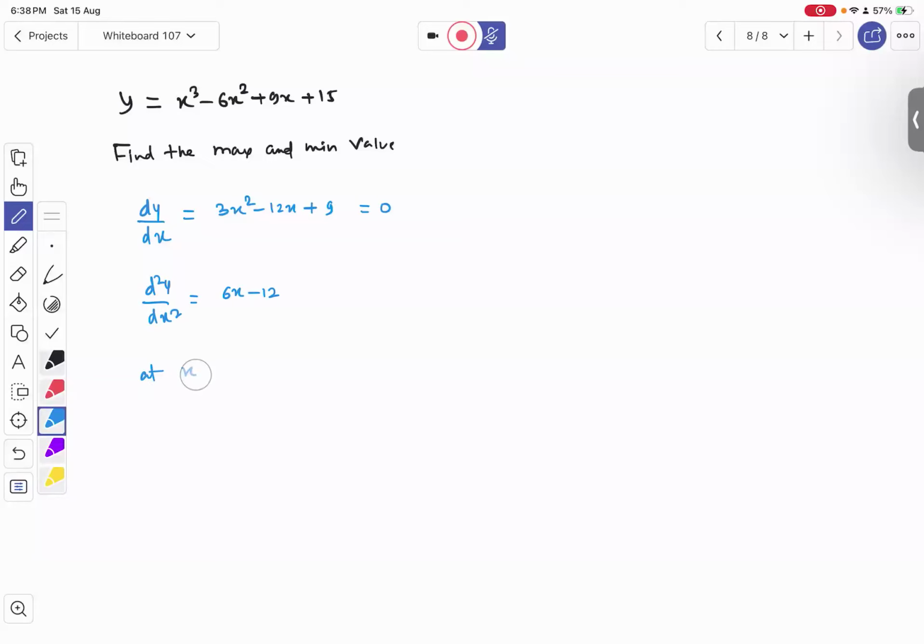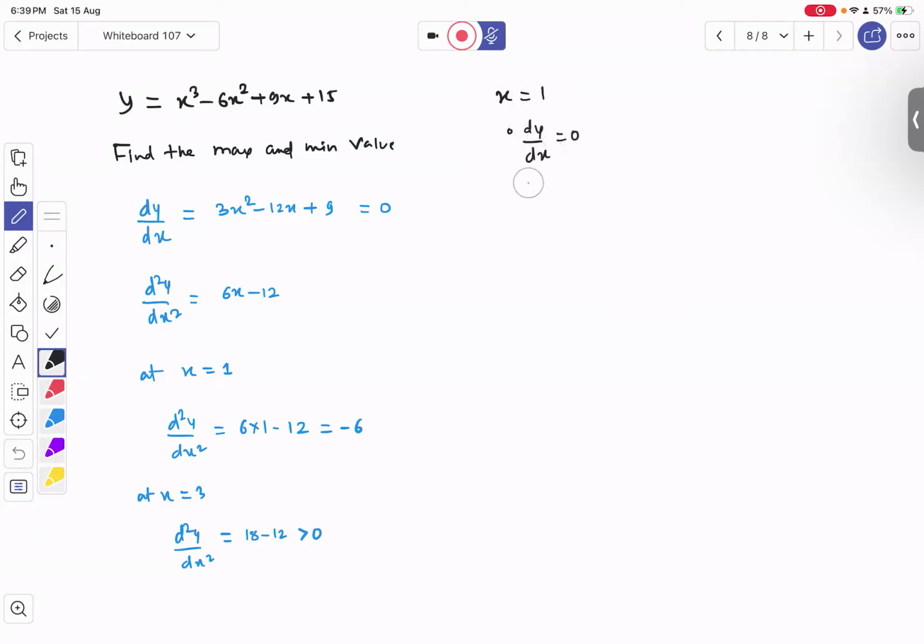Yes, sir. So at x equals 1, we'll find the double differentiation value. And that will be 6 into 1 minus 12, minus 6. And at x equals 3, d square y by dx square is going to be 18 minus 12, and we just want to know positive or not. It means at x equals 1, we have got these two things satisfied. Dy by dx is 0 and d square y by dx square is negative. So it is a point of maxima.